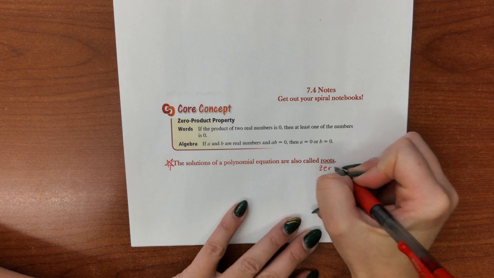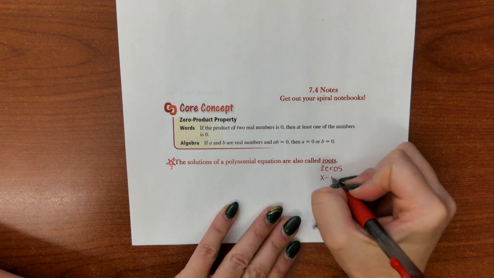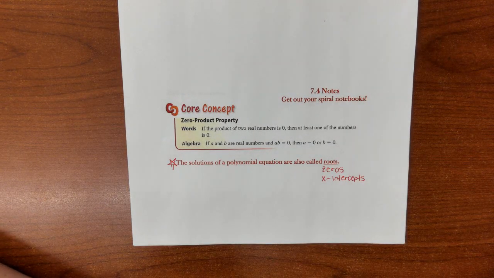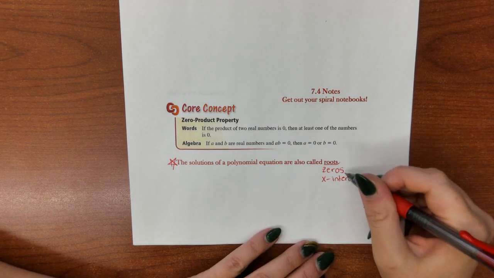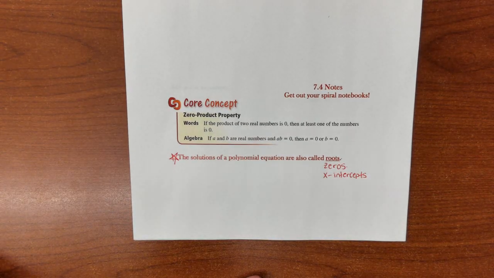You will see them as zeros, and they are also x-intercepts. All three of these names, I guess four if you count solutions, will be used interchangeably to describe the solutions of these types of equations. So you just have to familiarize yourself with this terminology.